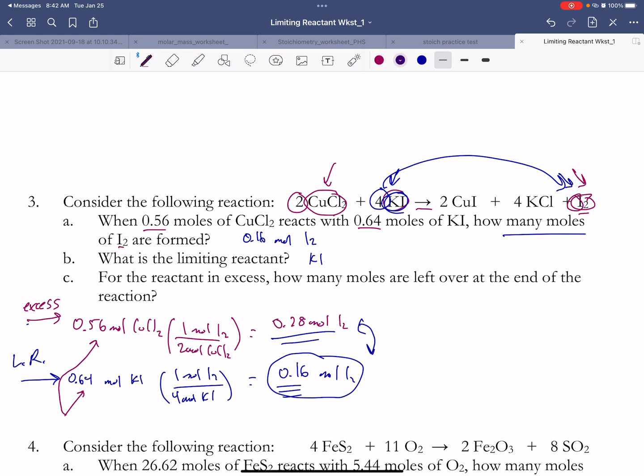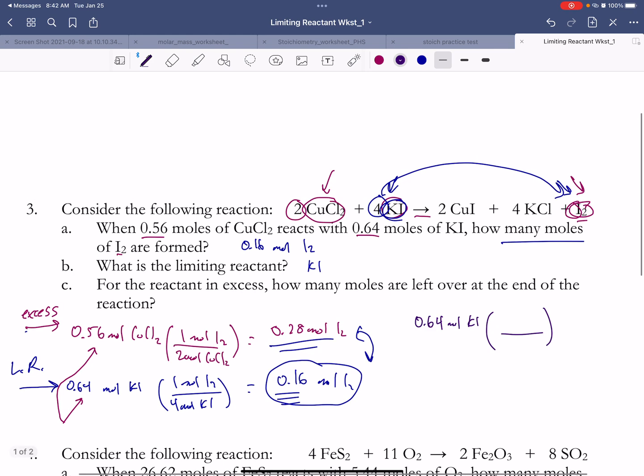And we'll do this in purple, I suppose. So if you have 0.64 moles of potassium iodide, and the molar ratio between potassium iodide and copper chloride, making a mess up there, looks like 2 to 4. So 4 moles of potassium iodide needs 2 moles of copper chloride to mix with. And so when you do the math, you have 0.64 times 2 divided by 4. You end up with just half of 0.64, so 0.32 moles of copper chloride.